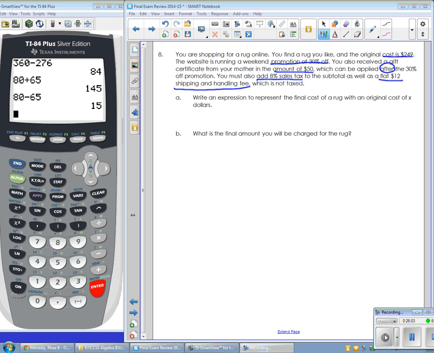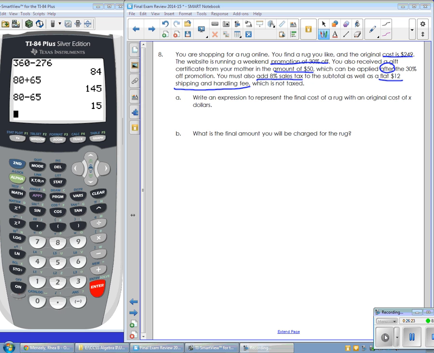And we want to make sure that we go in the proper order that the problem tells us. So we've got basically 100% of the value. And then we're going to take 30% off. I get to take off another $50, and then I have to apply 8% sales tax and then add $12 on top of all that. So there's a lot going on.